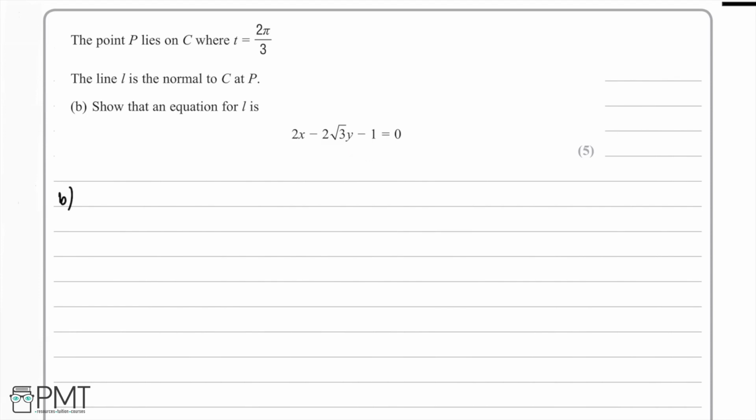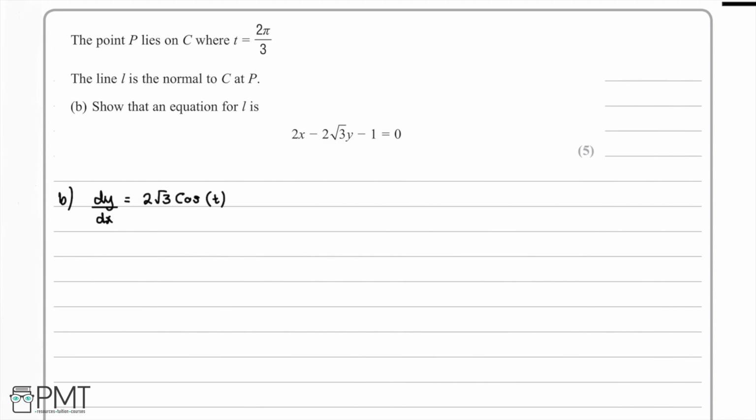So effectively what we're being asked to do here is to work out the gradient of the normal and then use that along with the point P, which we can work out using this t value we're given here. And then we use our equation of the line to substitute these values in, and then we can come out with this equation for L. So to begin, we recall that the gradient, so dy by dx, will be given by our answer to part A, which was 2 root 3 cos of t.